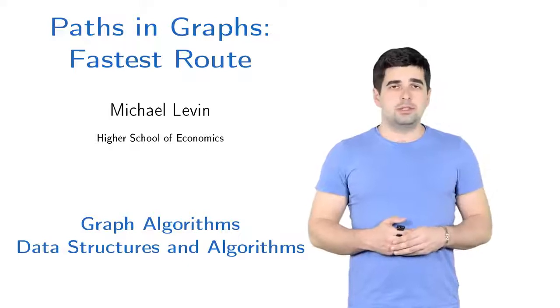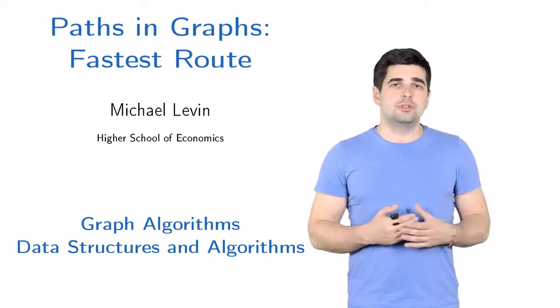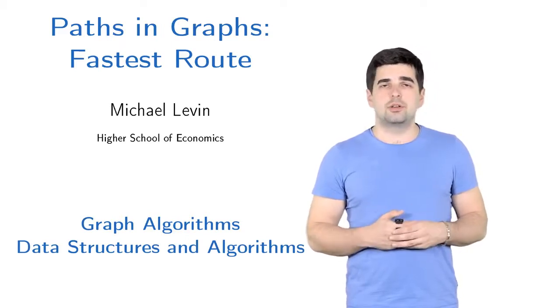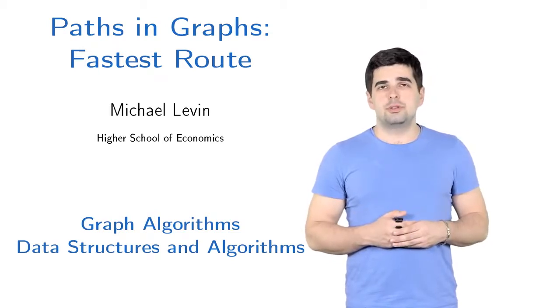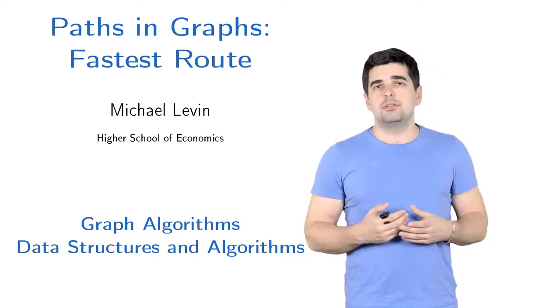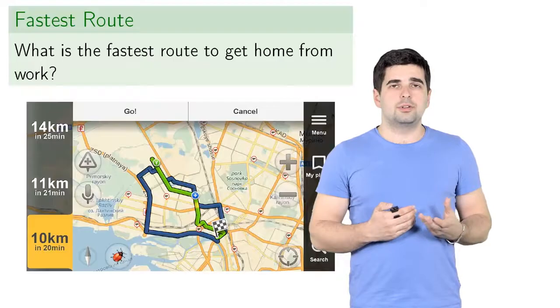Hi! In this lecture you will learn the algorithm for finding fastest routes, which is used, for example, when you open your navigation app to get home from work faster, or by logistics companies when they want to deliver the goods to their customers in time but use fewer cars and fewer people. So let's first state the problem.